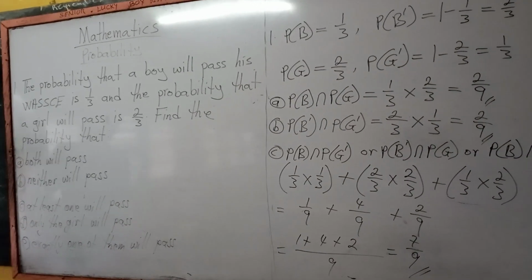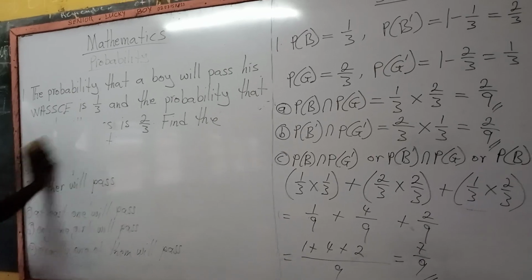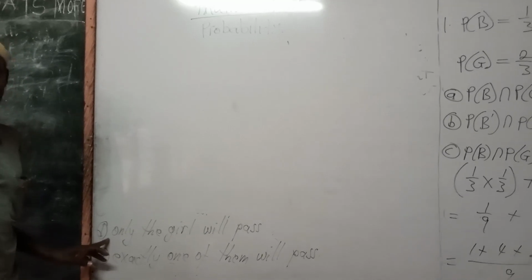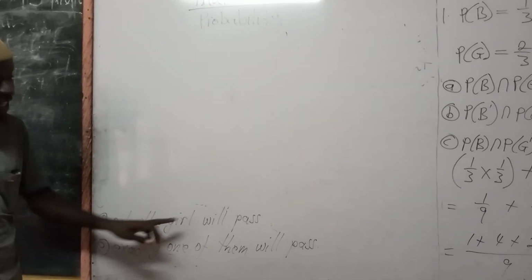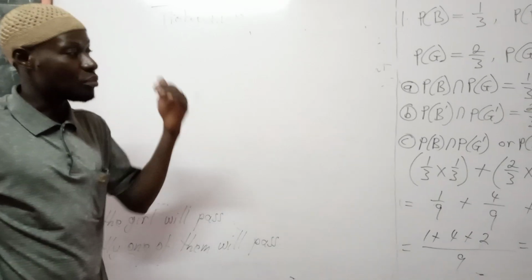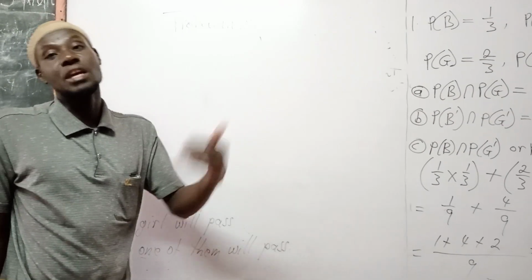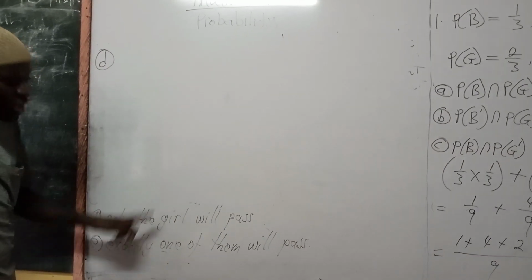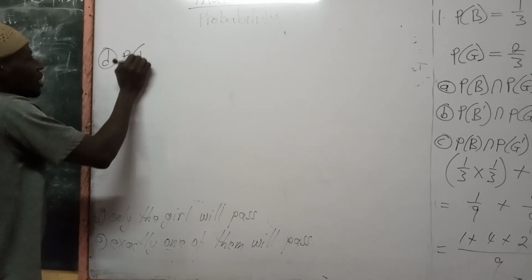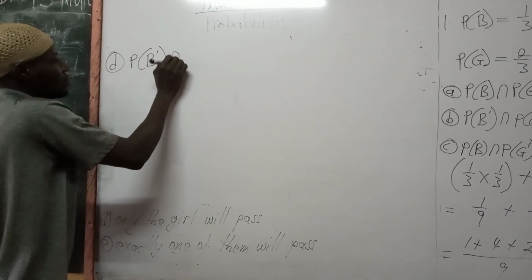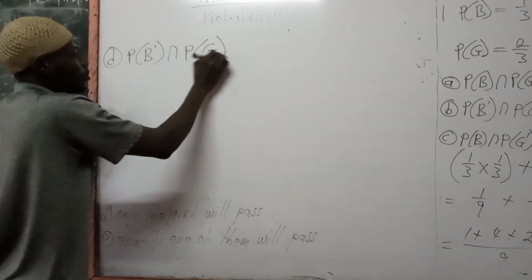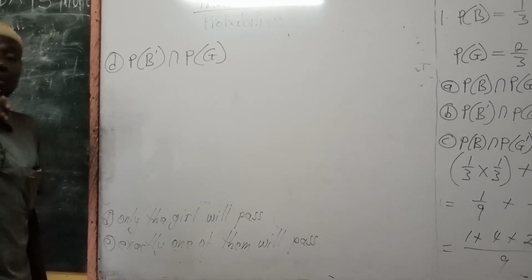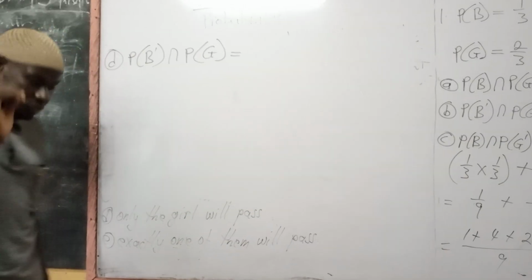So let's continue from here. The next question is to find the probability that only the girl will pass. What it means is the probability that the boy will not pass and the probability that the girl will pass. So in D, we should find the probability that only the girl will pass. This is what they meant by only the girl.